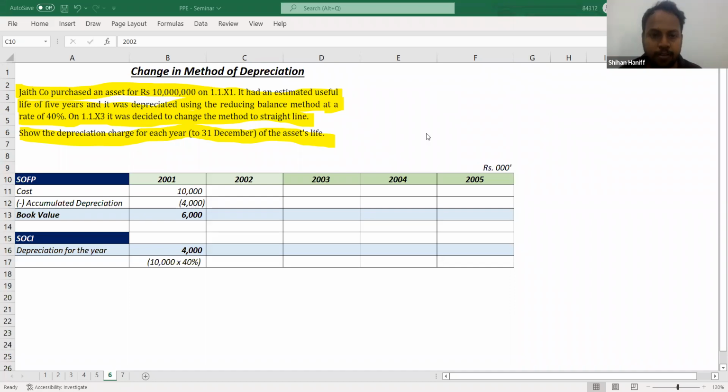There is a question: what is SOCI? That is Statement of Comprehensive Income. This is the income statement. Income statement. This is the balance sheet.